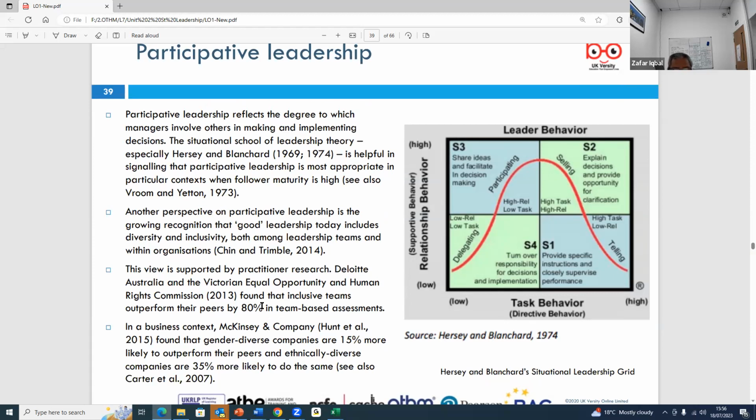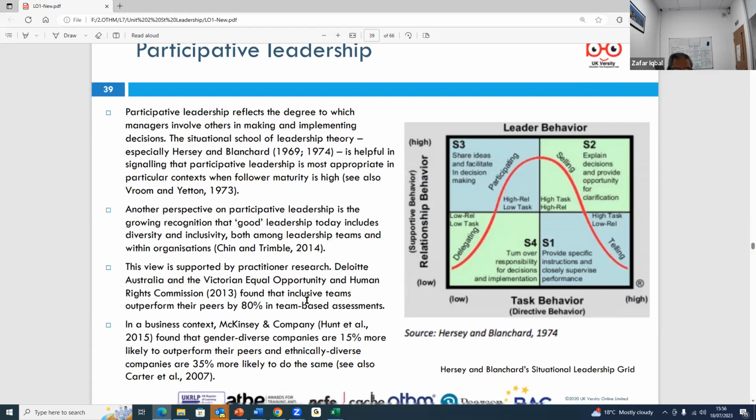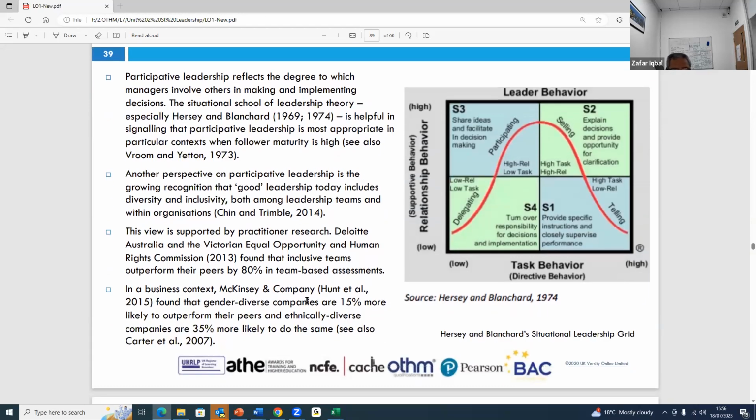You make sure that the teams are working together. You make sure that the leadership is there to make sure that they are supported by practitioner research, making sure that this type of leadership is very much supported in business situations. Okay, it's practitioner-led, in other words, research.